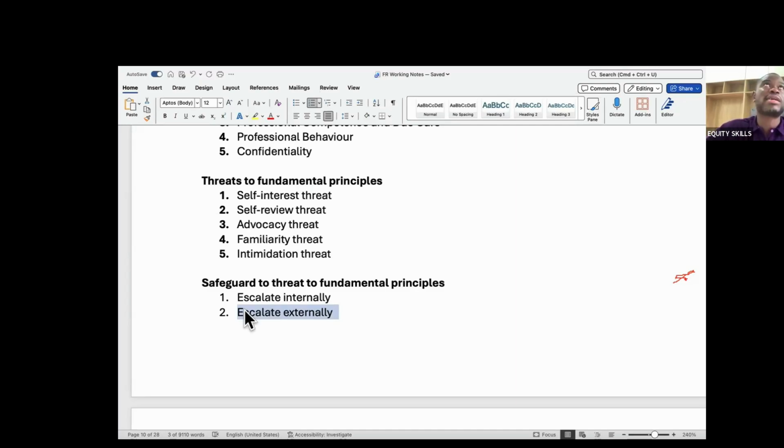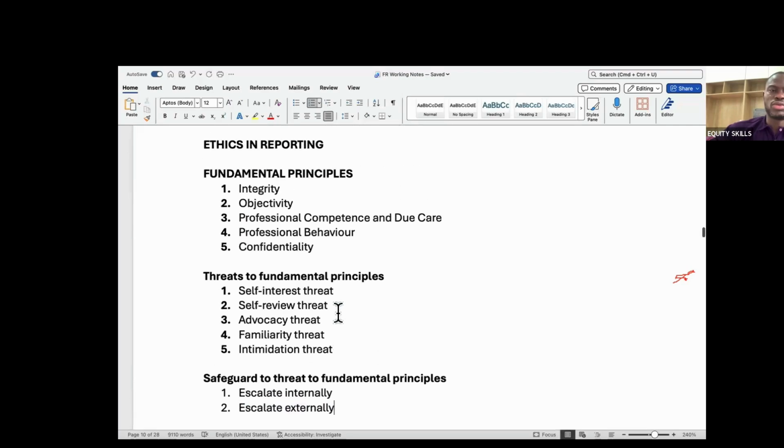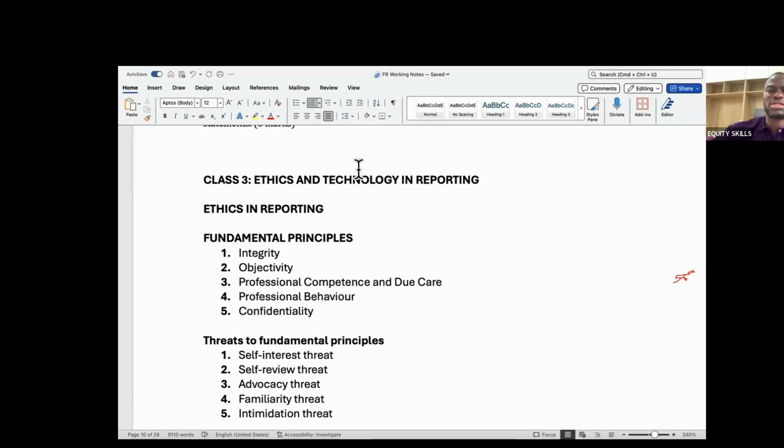I mean, there was a bank where somebody went to deposit $9.8 million cash, which is, of course, against the regulations of the land. So the EFCC knew, they came, they collected the money. And it was because somebody whistleblew, somebody spoke up, somebody escalated externally, as it were. So, this is it about ethics in reporting.